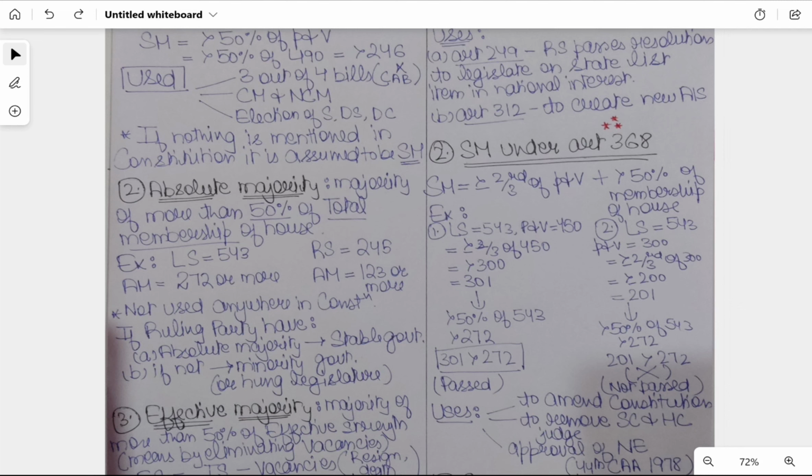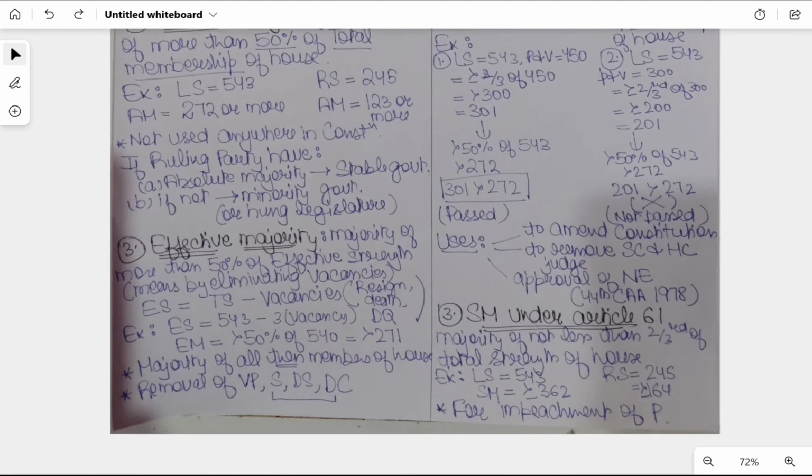So it is basically not used anywhere in the Constitution. It is used to signify the stability of the government. Example, if a ruling party has absolute majority, it signifies a stable government, and if not, then it signifies a minority government, and the legislature is termed as hung legislature.